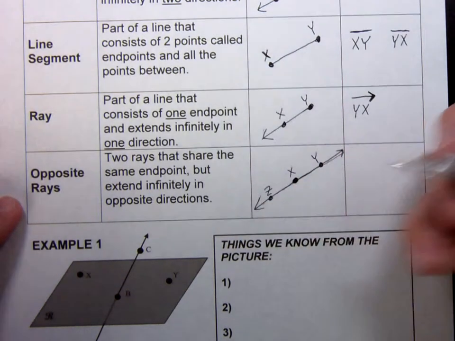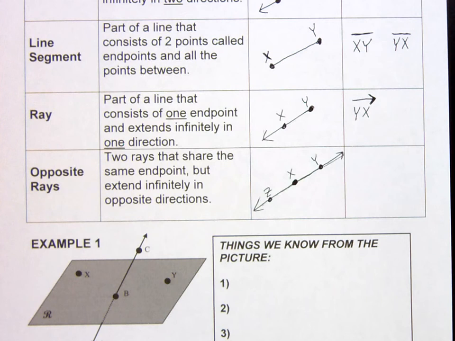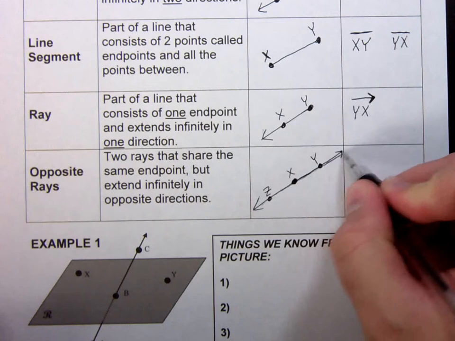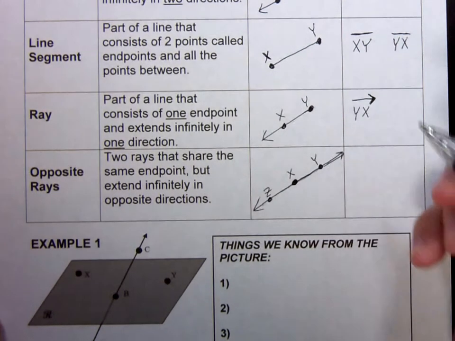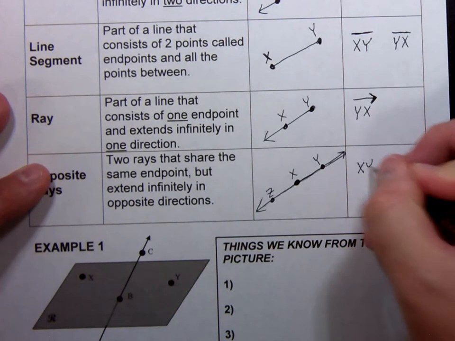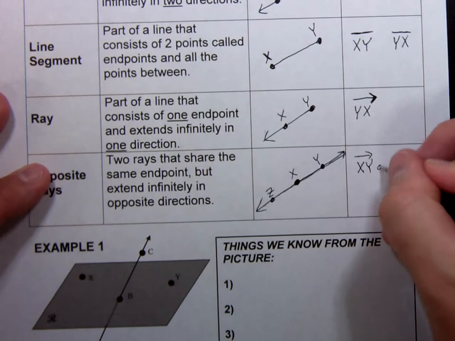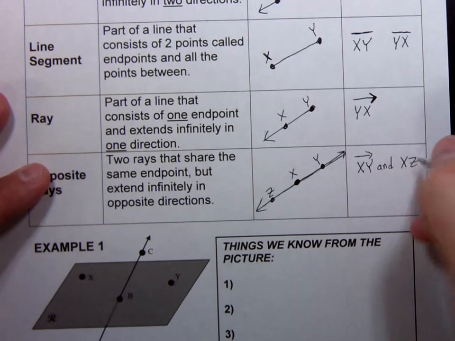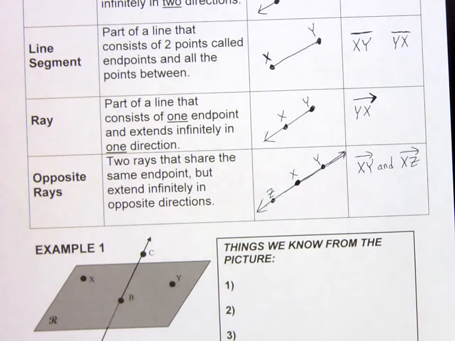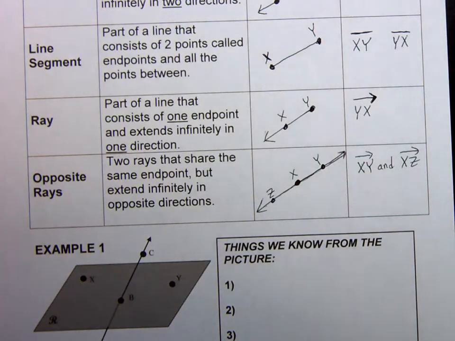Notice together they form a line. Because a line goes to infinity in both directions, rays extend to infinity in only one, but if you put two of them together and they're going the opposite ways, together they would create a straight line. But these are opposite rays, ray XY and ray XZ. And again, order is important. So we got ray XY and ray XZ. Those two rays are opposite rays. They share the same endpoint, extend to infinity in opposite directions.